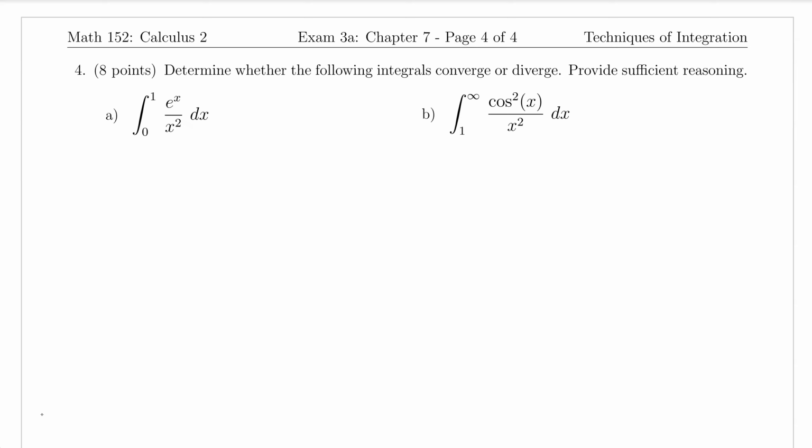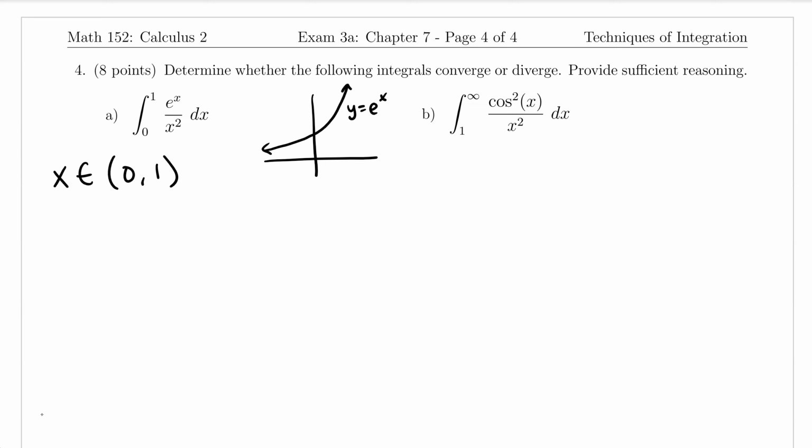And so we're going to use the direct comparison test for integrals. And so I know here that x is on the interval from 0 to 1. And so if I thought about the graph of just y equals e to the x, that looks something like that.